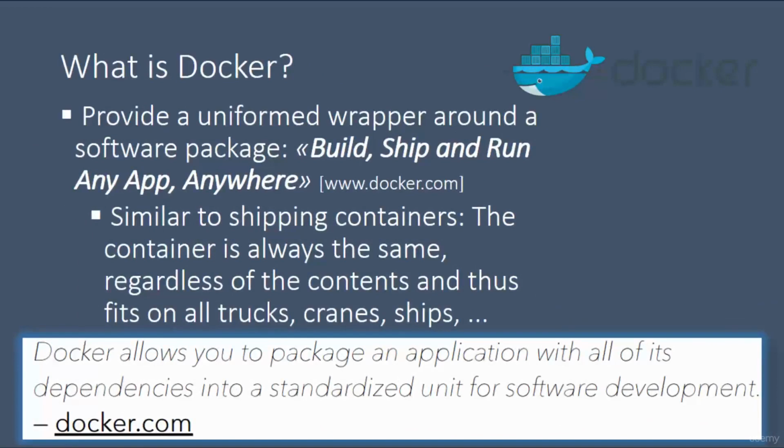So what is Docker? It provides a uniform wrapper around a software package, and you can build, ship, and run any app anywhere with Docker. Think of Docker as similar to shipping containers. The container is always the same, regardless of the contents, and thus fits on all trucks, cranes, and ships. So you can simply take things out of the container and put things in the container, right? That's what containers are all about, and that's what Docker really does for us. Docker allows you to package an application with all of its dependencies into a standardized unit for software development.